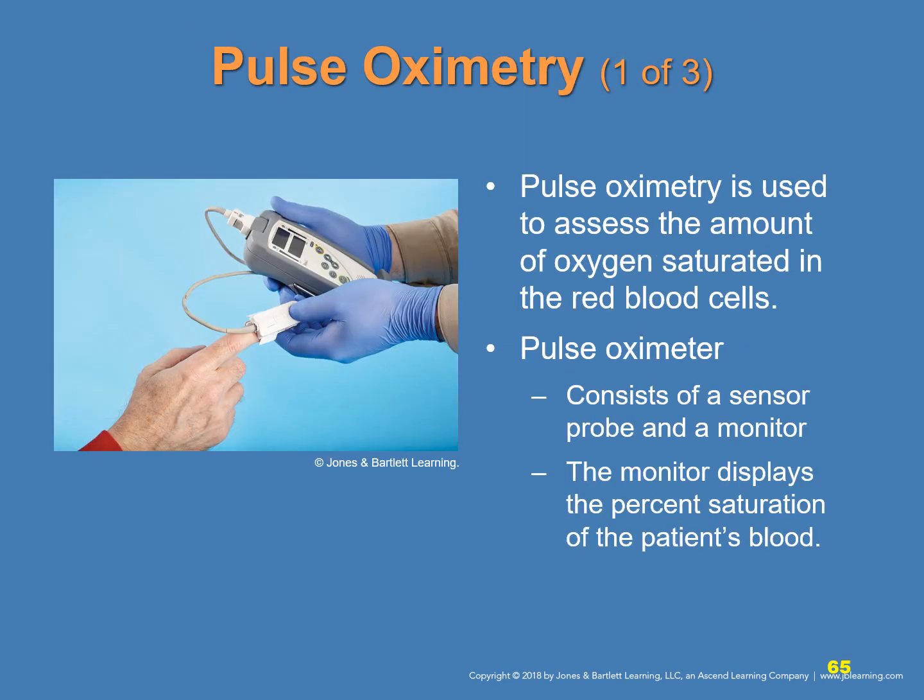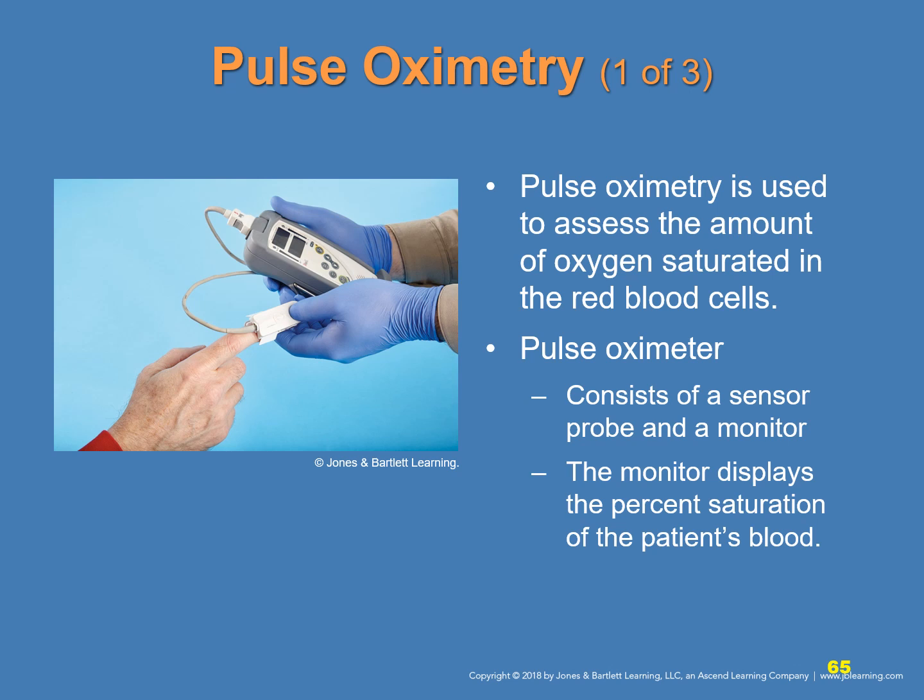Pulse oximetry. Pulse oximetry is used to assess the amount of oxygen saturated in the red blood cells. The machine that performs this function is called a pulse oximeter. A pulse oximeter consists of a sensor probe and monitor. To operate the pulse oximeter, turn on the monitor. Once you know that the monitor is operating correctly, place the sensor probe over the patient's fingertip or earlobe.